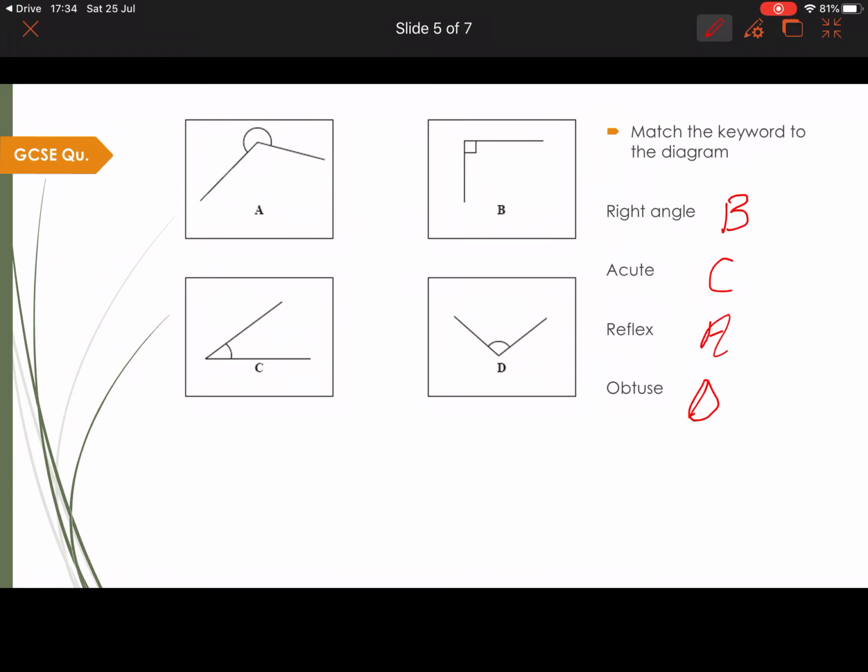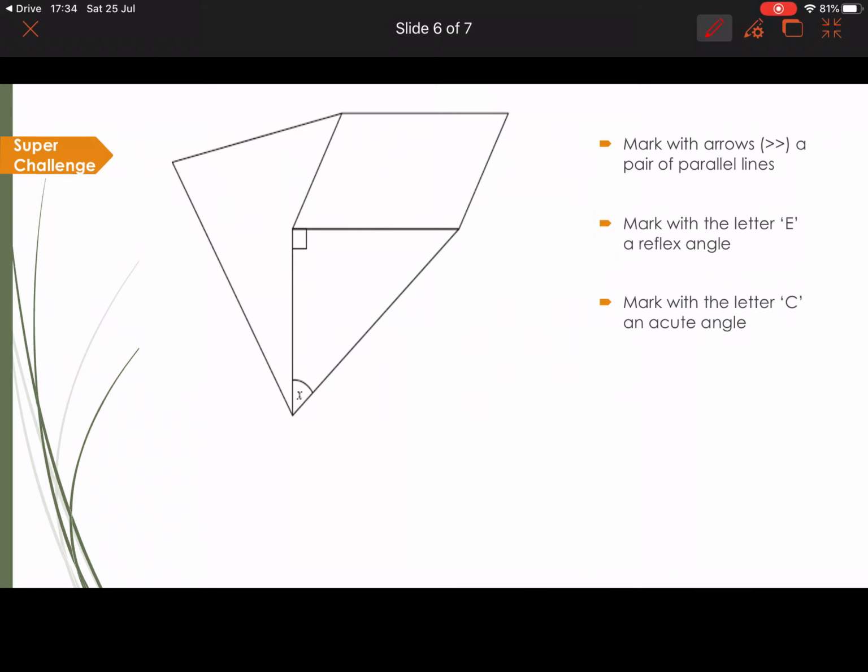Here's a challenge question for you. Press pause and have a go, and when you're ready for the answers, press play. The first question asks you to mark with arrows a pair of parallel lines. So I can see that this line here and this line here are parallel. I can also say that this line and this line are parallel. So either one would be correct.